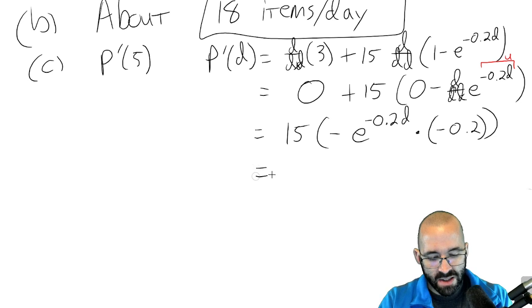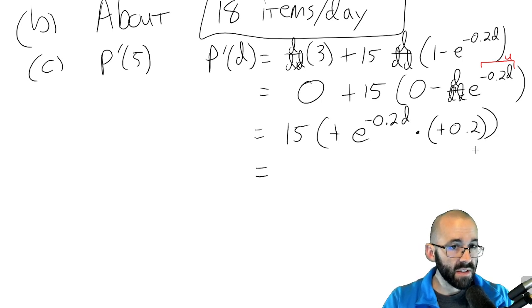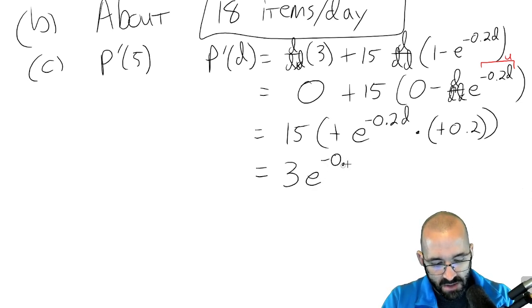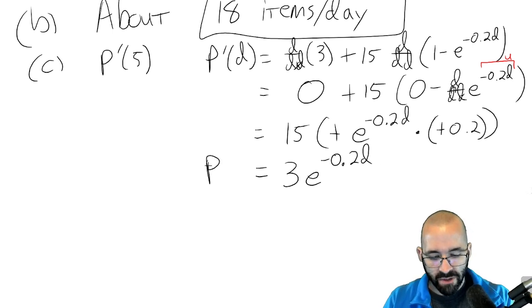And now we just simplify. Negative times a negative is a positive. 0.2 is 1/5. So 0.2 times 15 is just 3. It's a fifth of 15. We get this. This is our slope function.